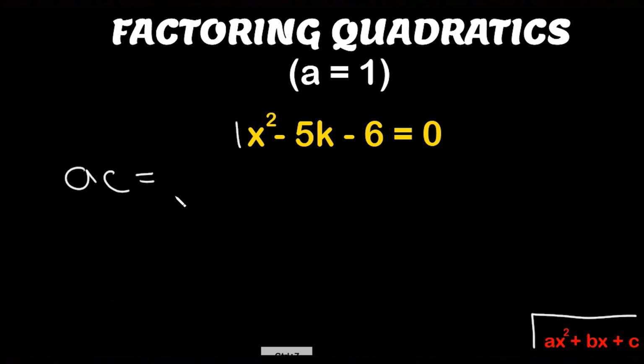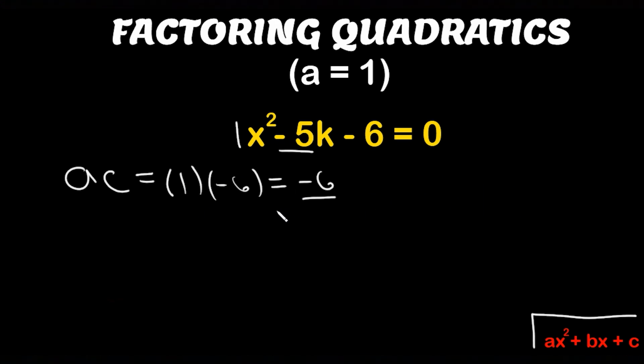Let me get rid of this here. So we're going to do 1 times a -6, and we get -6, okay? So from here, you have to come up with 2 numbers that when you multiply will give you this -6, but add up to your B value, which in this case here is -5. So again, 2 numbers when you multiply will give you -6, but add up to your B value, which is -5. Okay, so that's the operation you're going to be performing when you're doing the AC method.